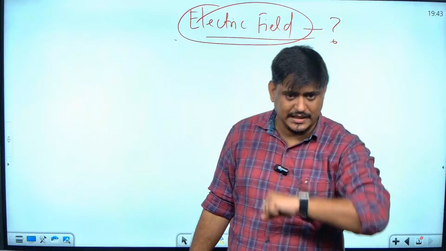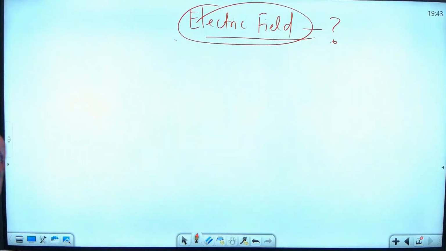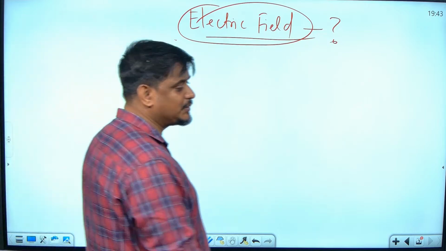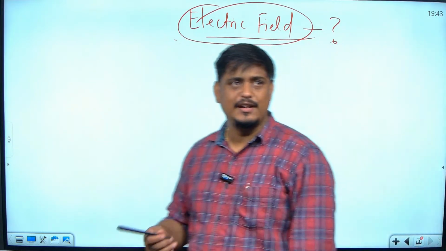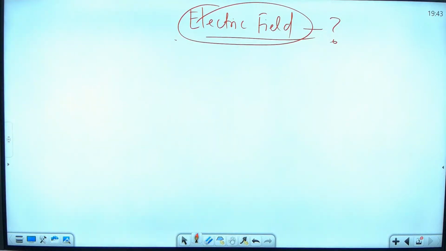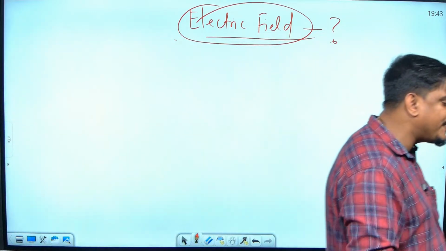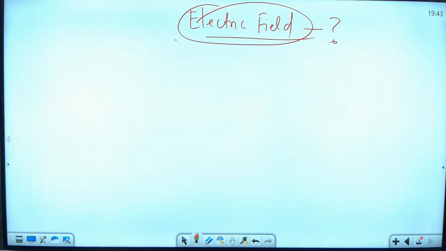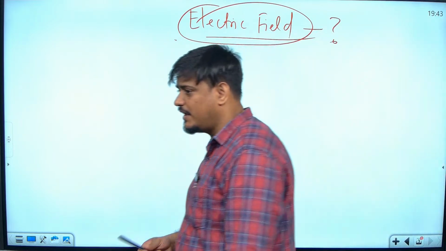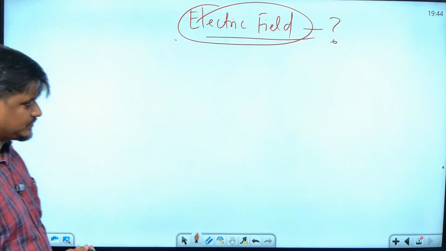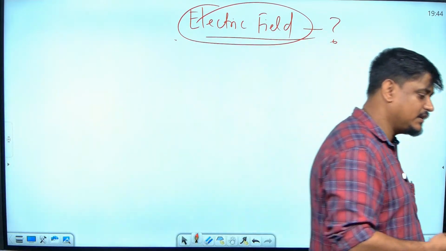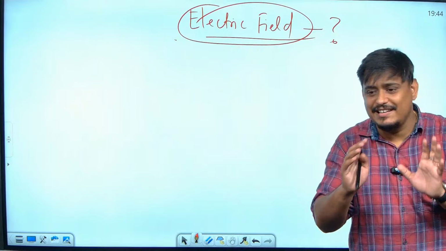So first you write this. Electric field is defined as the space around a charge in which it can affect another charge. Please don't write this in the examination.